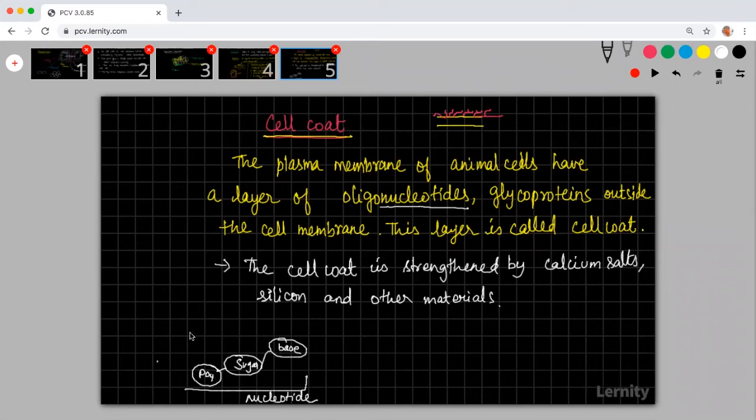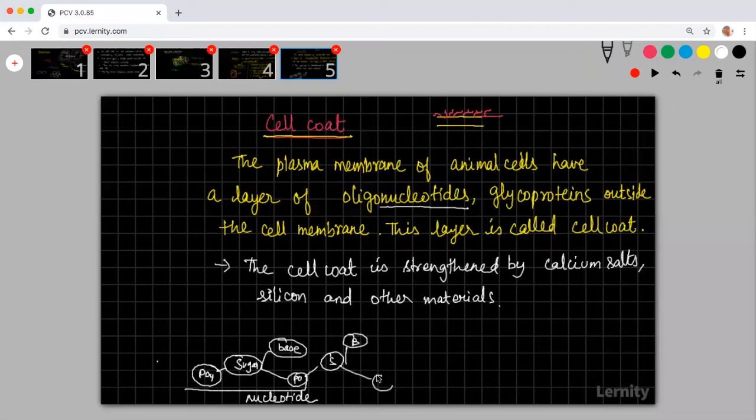I have to teach you some basics here. You will study in biomolecules about these particular structures. Just understand the meaning of oligonucleotides. Oligonucleotide is a small chain of nucleotides.